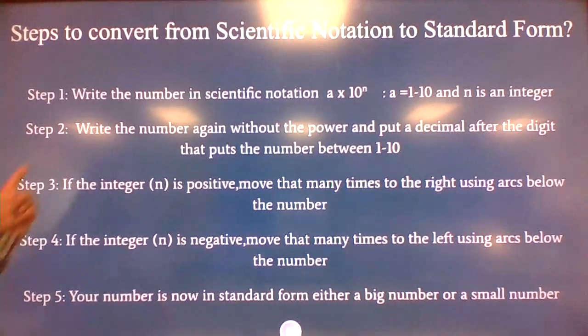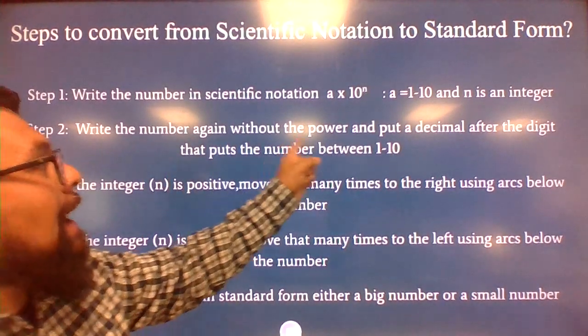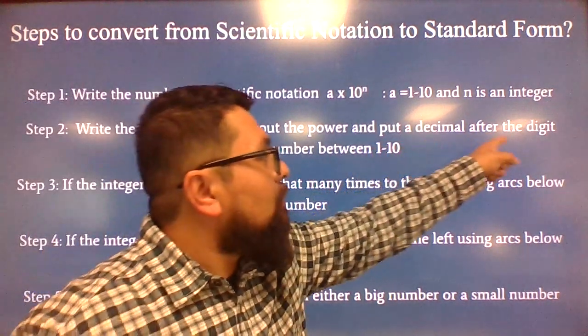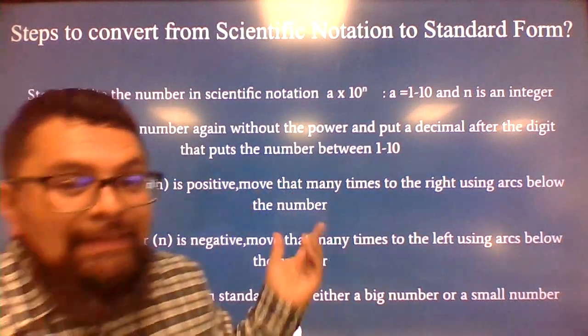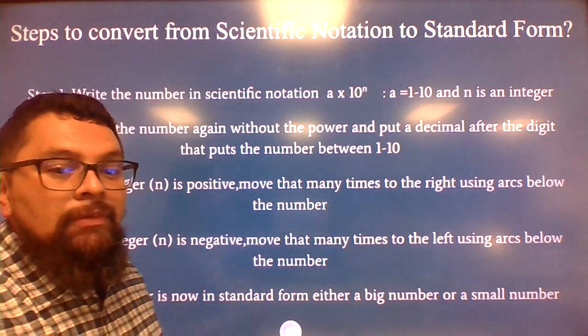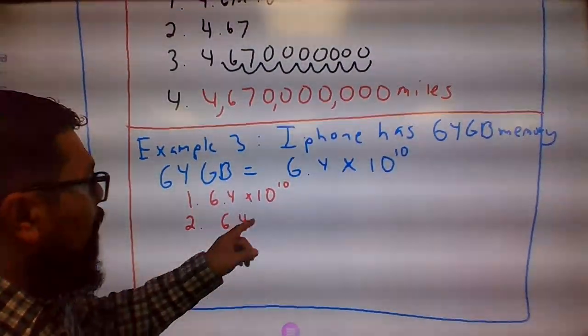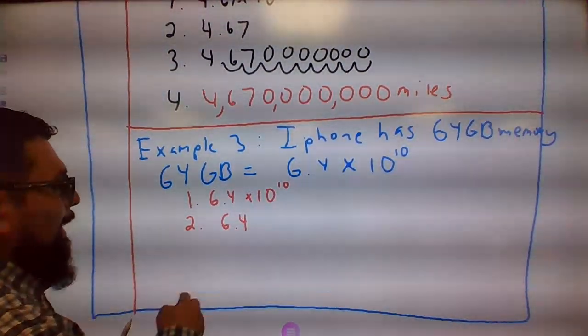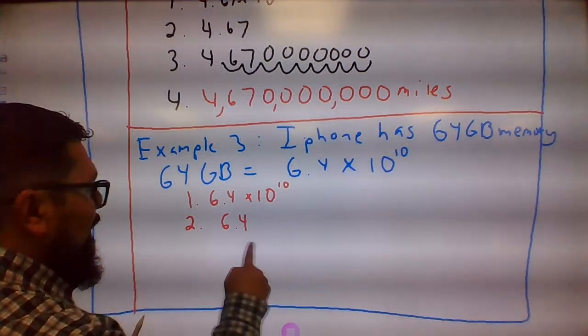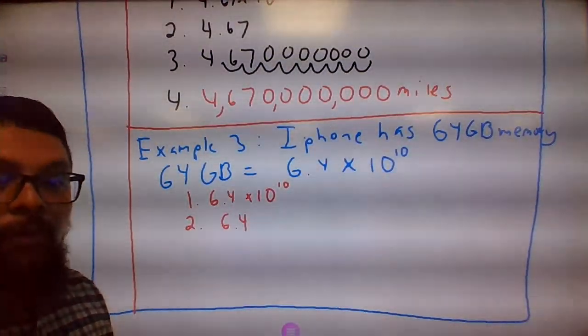Step 2 says, write the number again without the power and put a decimal after the digit that puts the number between 1 and 10. It looks like this is done for us already. So we take away the power and just write it like that, making sure the number is between 1 and 10. So there it is, 6.4. Let's go on to step 3.